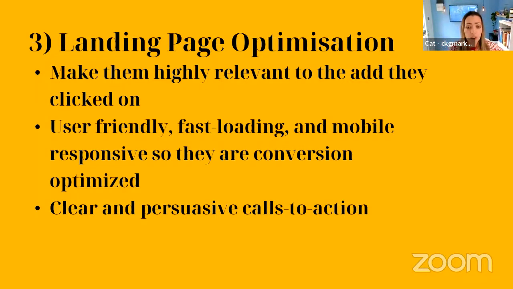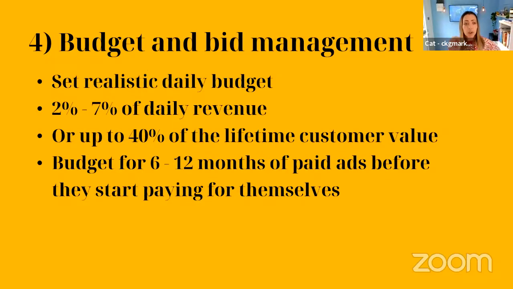Good one, Muqtadir. All right, so tip number 4. This is all about budget and bid management. I'm going to expand this out to expectations. This is all around expectations here in terms of ads. Set realistic daily budgets, between 2% and 7% of your daily revenue. Okay?